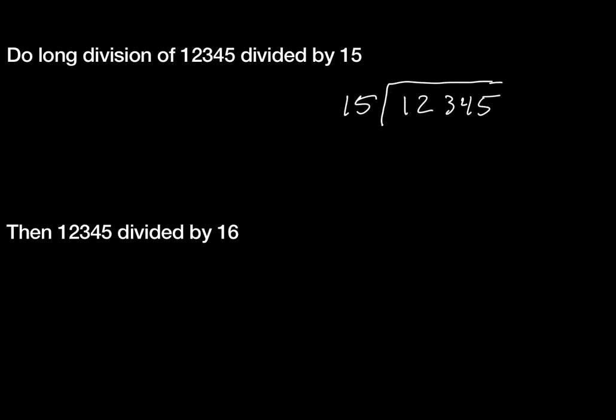Oops, I put it above the wrong thing. We'll see if 7 works. So then what we do is we go 7 times 5 is 35. 5, carry the 3. 7 times 1 is 7, plus 3 is 10.